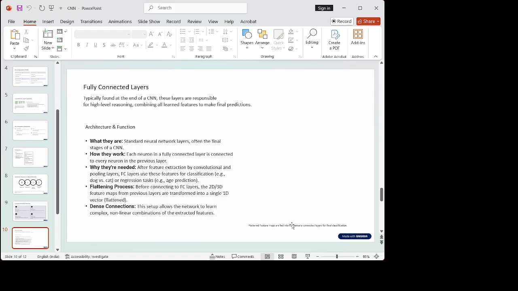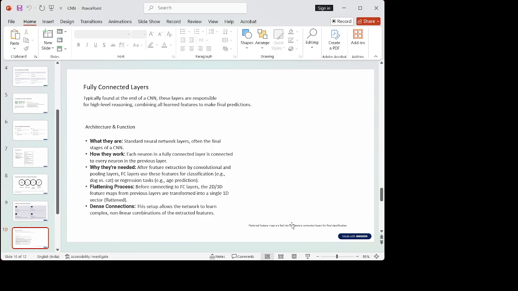And why do convolutional networks finally have fully connected layers? After convolution and pooling we have feature maps, right? The network needs to convert these learned features into the final prediction. Typically it is found at the end of a CNN. These layers are responsible for high-level reasoning and combining all learned features to make final predictions. That is why we are using fully connected layers.